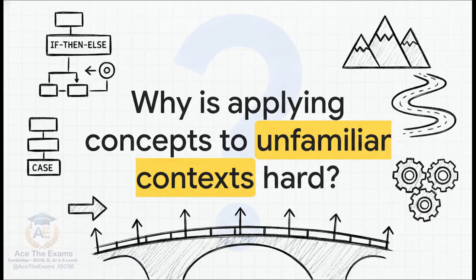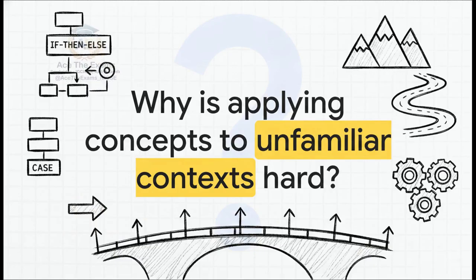Maybe it's a robotic arm in a car manufacturing plant, or a temperature sensor in a smart greenhouse. Suddenly, all that perfect logic just completely freezes up. Sam rushes and writes an if statement when a case was needed. Alex writes an entire page of definitions but doesn't actually solve the problem. This is the ultimate gap between having basic programming knowledge and possessing exam-ready problem-solving skills.